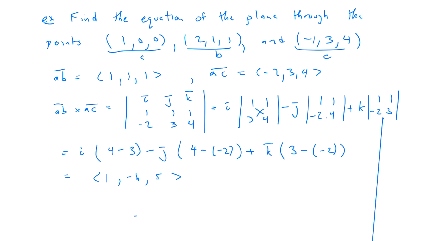No, so the order doesn't matter. In general, it does, depending on which way you do it, because here, when I do it in this order, I get 1, -6, 5. If I flip them, I would get -1, +6, -5. But since we just want a vector that's perpendicular, for us it doesn't matter.